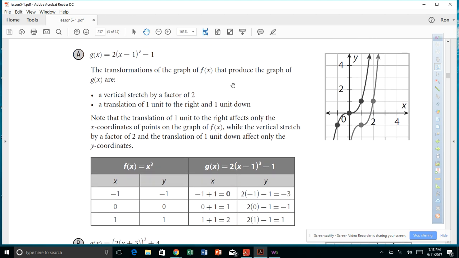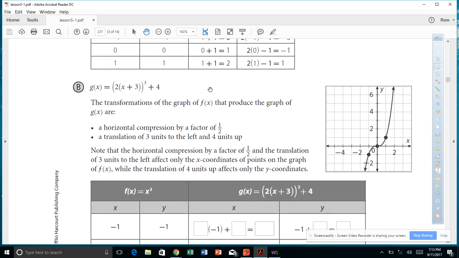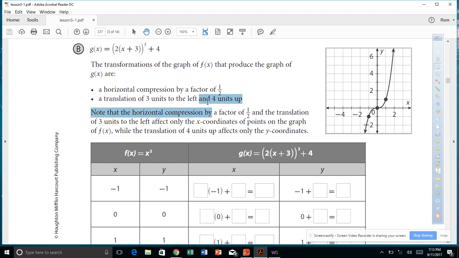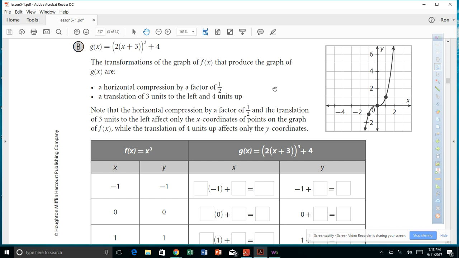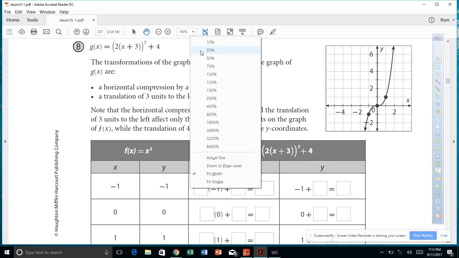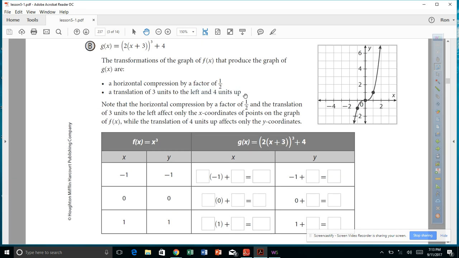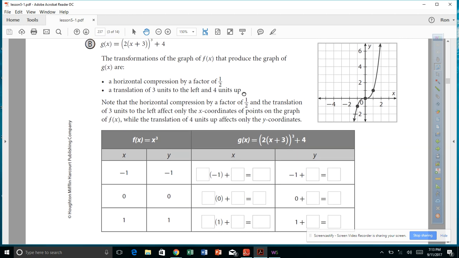So g of x equals... I'll let you do a, and then when you come back, we'll do b together, okay? And I need, let's see, that's too big. Let's see, 150, does that get that? Yeah, that gets that all on one page so that we can see the whole thing.